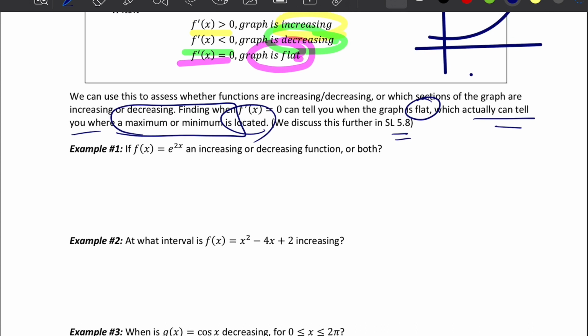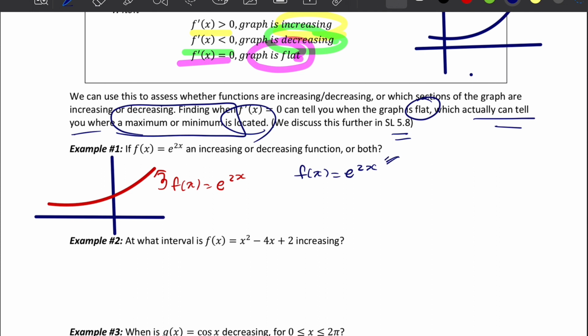So when you look at example number 1, we have f of x equals e to the power 2x, and you have to figure out whether it is an increasing or decreasing function or both. So we know that this exponential function might have a graph that looks like this. We can say this is f of x equals e to the power of x. So we already know that this is kind of increasing, but we want to know whether it's increasing or decreasing or both. So we first have to differentiate this function.